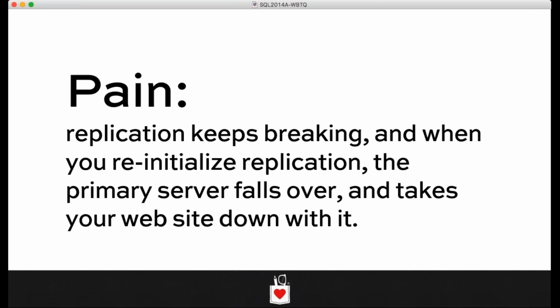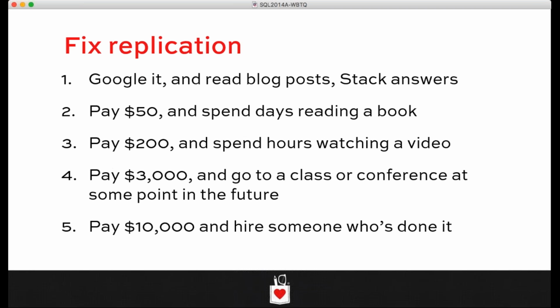Then let's take another scenario. Replication keeps breaking, and when you reinitialize it, either with another snapshot or if you happen to have to take a backup in the middle of the day, your primary server falls over, the one that's actually selling products, and your website goes down as well. Now, how do you want to relieve that pain?